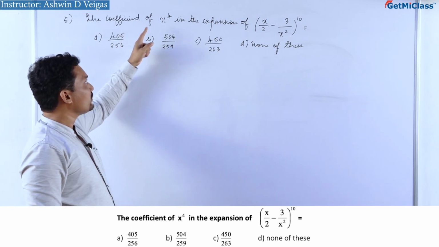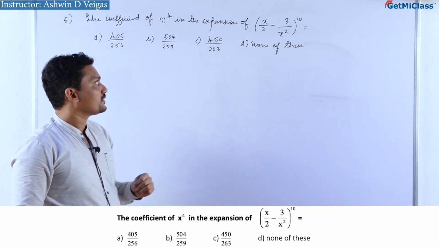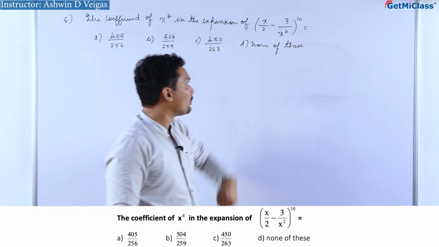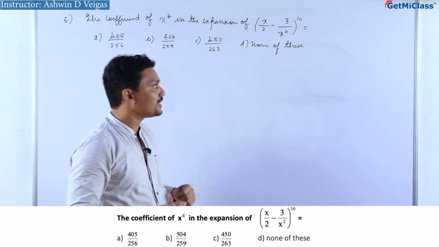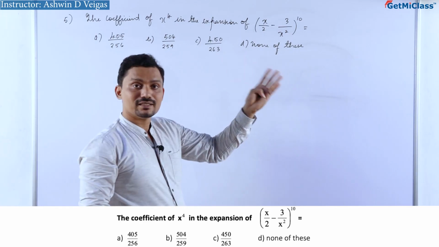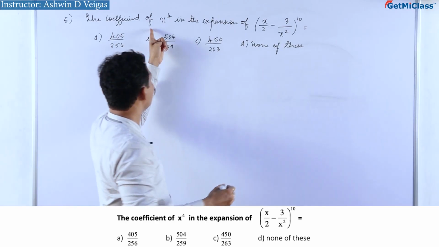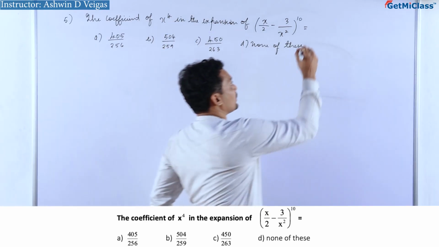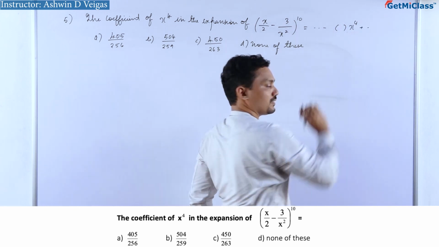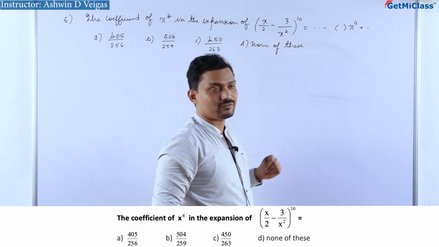Fifth question, the coefficient of x power 4 in the expansion of this. Now, the meaning of this is, suppose you expand this. Since the power of the binomial is 10, totally there will be 11 terms in the expansion. Somewhere in between these 11 terms, there will be a term containing x power 4. That means when you expand this, there will be something into x power 4, etc. So, now we have to find for x power 4 what is the coefficient.